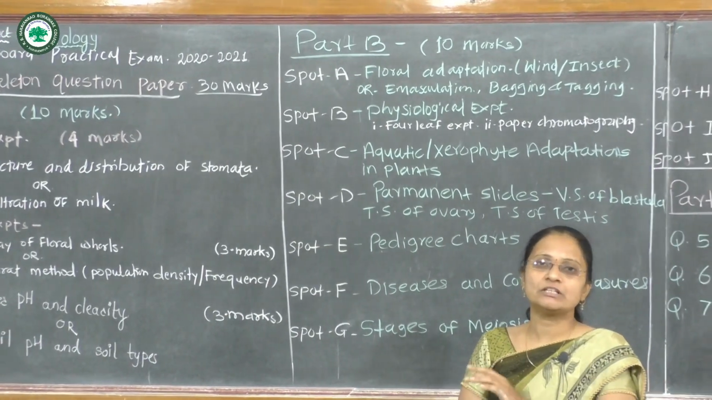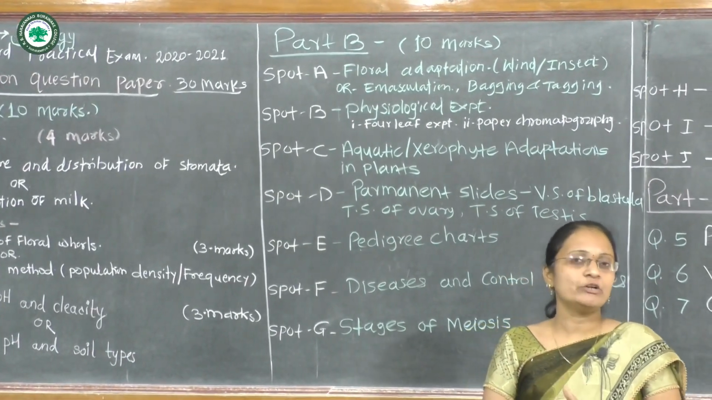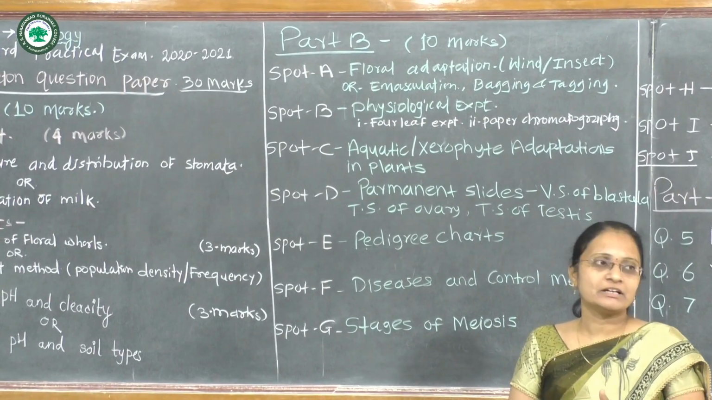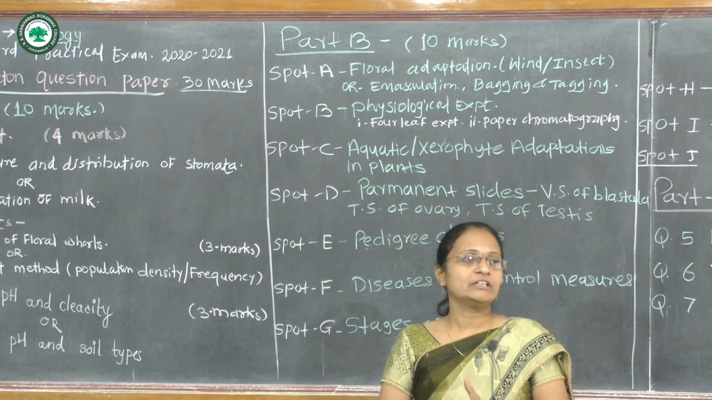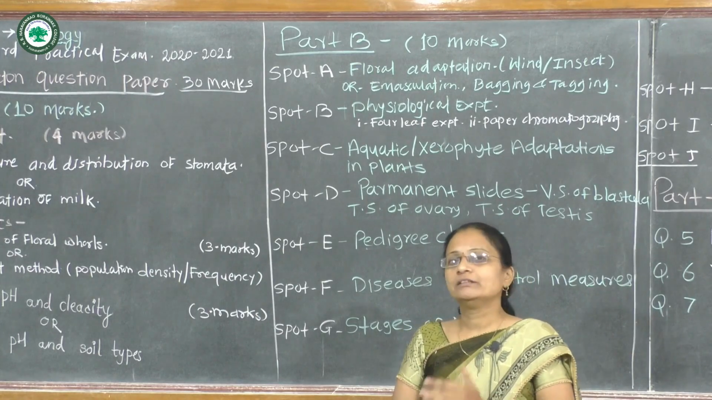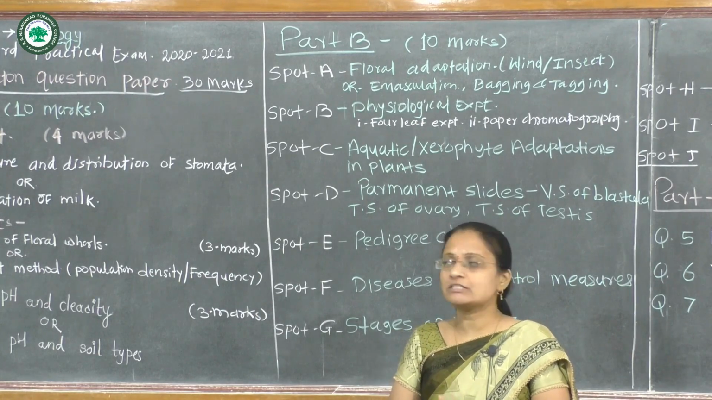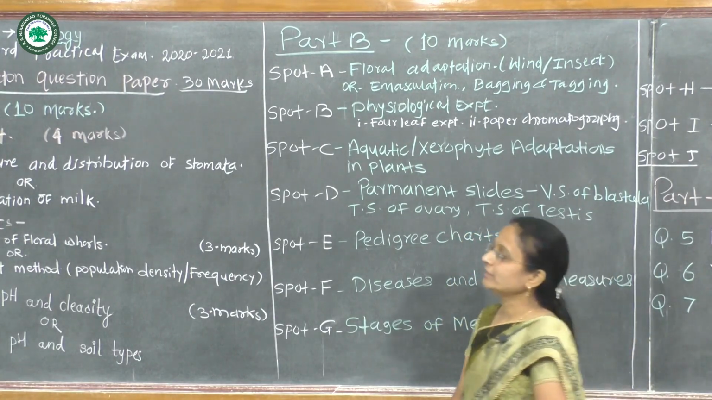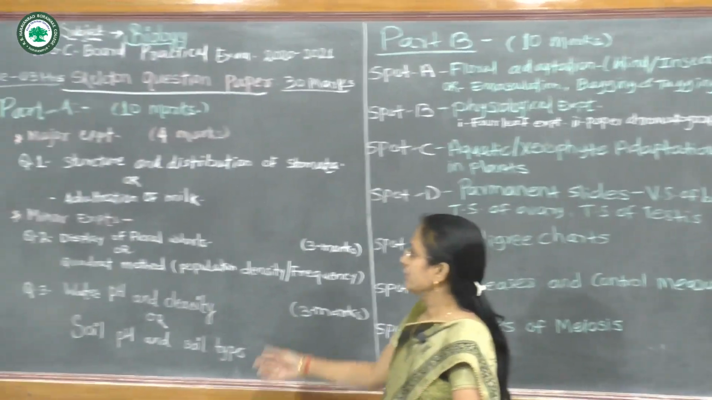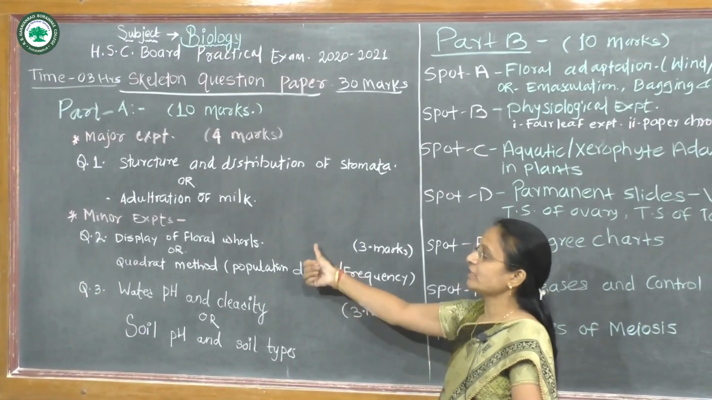In these processes, the effect of the starch on milk adulteration, you have to study whether it will be obtained in the pure form or in the impure form. These things we are going to discuss in this adulteration of milk. Now in the minor experiment, the dissection, the same thing takes place.